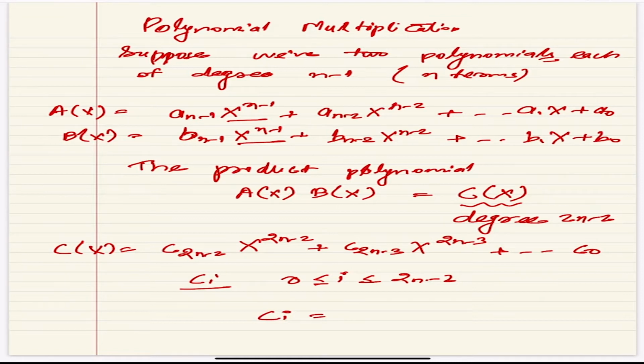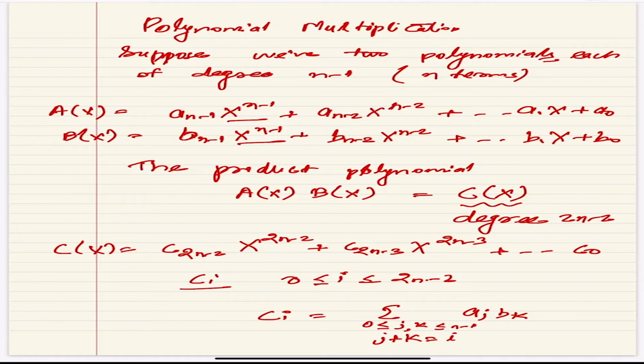Okay. Now c_i is the coefficient of x to the power i in the product. Now that will come from a and b. Some a_j and some b_k will be used. So I will say that will be the summation of a_j and b_k. Now what is the constraint? Now j plus k should be equal to i, and j, k can be anything, 0 less than or equal to j, k, less than or equal to n minus 1.